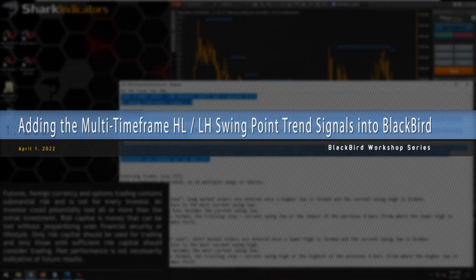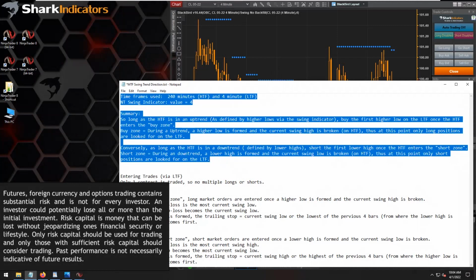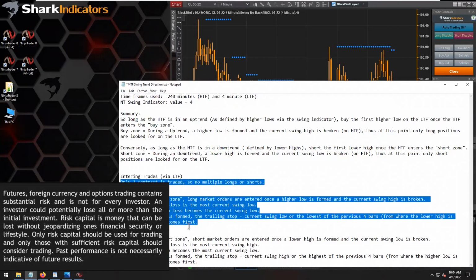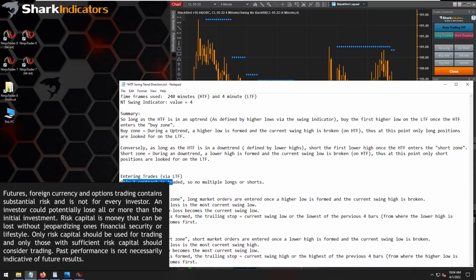So we built the trade signals in Bloodhound yesterday. And so today we're going to take those signals and implement them into BlackBird here. It's going to be pretty straightforward. BlackBird is actually the easy part. Let's take a look at some of these rules here.